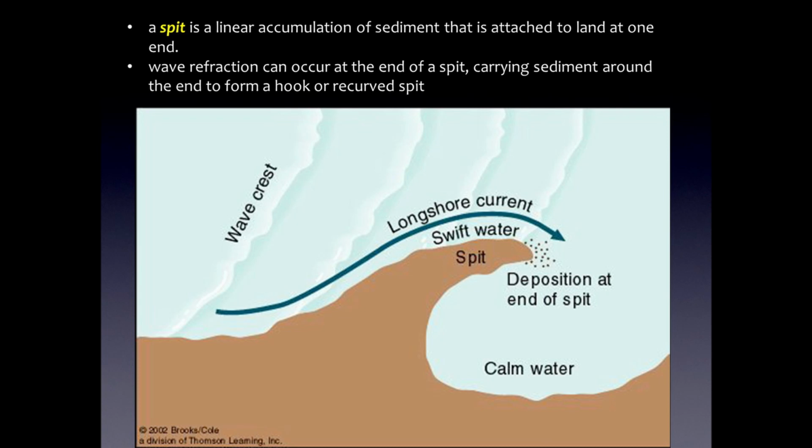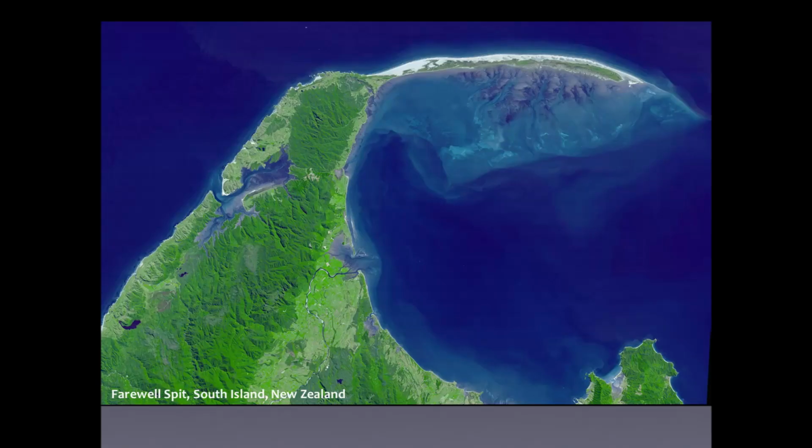The spit might have a little curve at the end, a little hook, and that's because of wave refraction. Remember, waves are still operating. They're hitting this coastline sometimes at different angles. Bending of these waves might result in the formation of a little hook, something that we call a recurved spit. Here we have a very large spit called the Farewell Spit at the northern tip of New Zealand's South Island. So you can see it extending off to the right, that long, narrow barrier of sand.